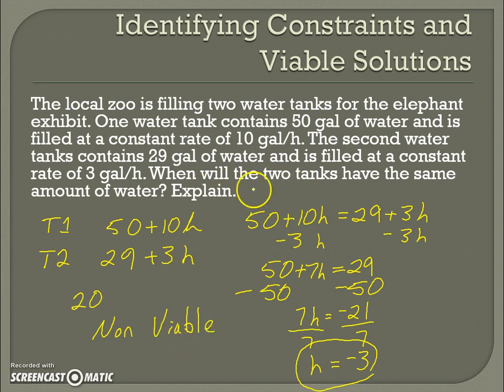All right, so when will the 2 tanks have the same amount of water? It's non-viable because you can't have negative 3 hours. It doesn't make sense. Now, you may be able to use this and think to yourself, well, if I go back in time 3 hours, maybe they would have the same solution, and that's a little bit different. But in terms of the way it's solving this system, having negative 3 hours does not make sense. So we'd say that that solution is non-viable.